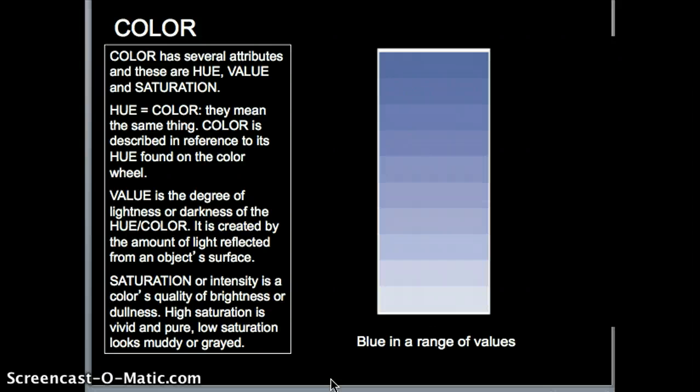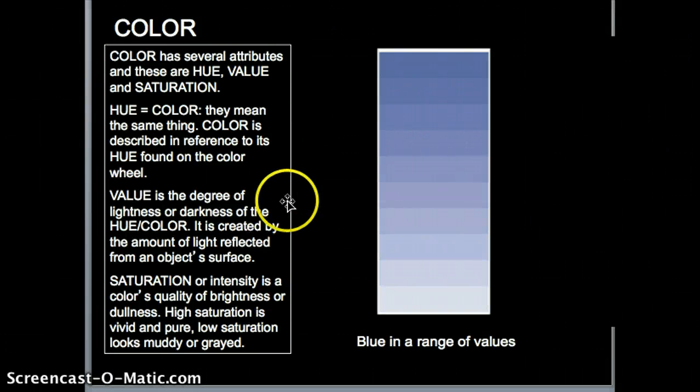Our next element is color, which is obviously a pretty important element. Color is something that everyone can kind of relate to. Most people have a favorite color or colors that they notice, so we can all talk about color. Maybe it's even easier to talk about color than line. Be noticing that color has several attributes: hue, value, and saturation. Hue is actually just a synonym for color. This is adding to your vocabulary. Hue and color mean the same thing.